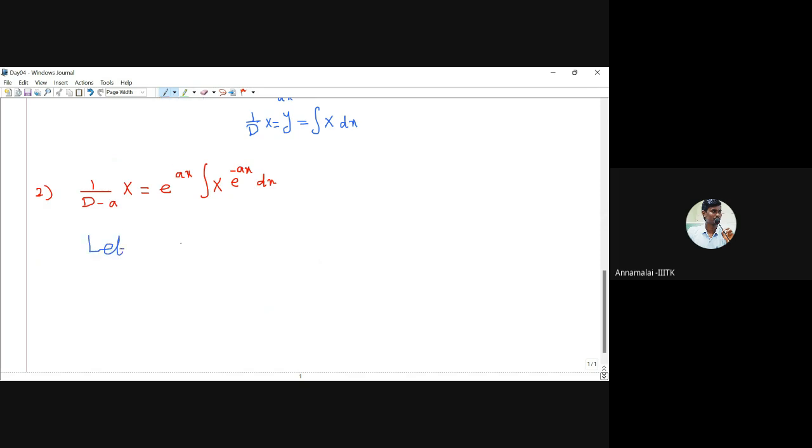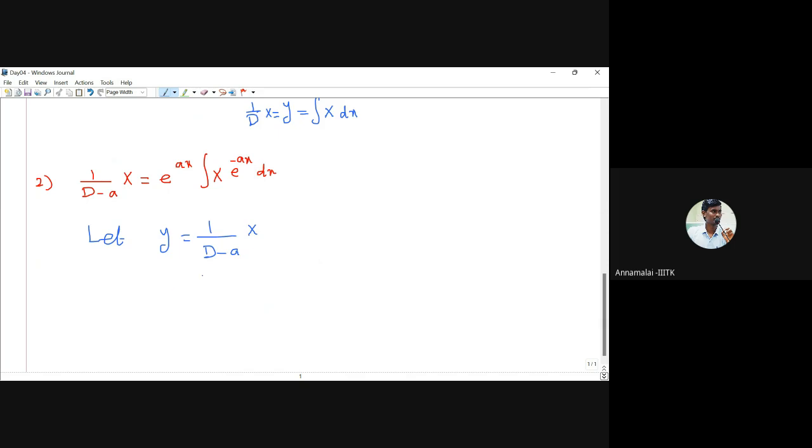So let y equal to 1 by D minus a into X. Now again we operate on both sides by D minus a. Therefore, we get D minus a into y equal to X, since D minus a cancels. Now apply D inside, which is nothing but the derivative. Therefore, we get dy by dx minus a y equal to X. Now, this is a first order differential equation, and we know the solution. First we have to find the integrating factor for this equation. The integrating factor is e power integral p dx. Here p is minus a.